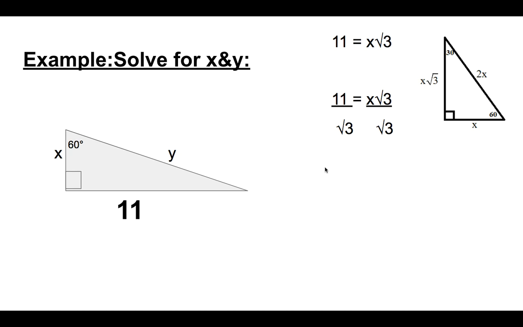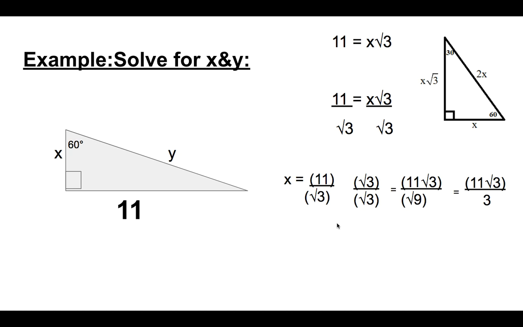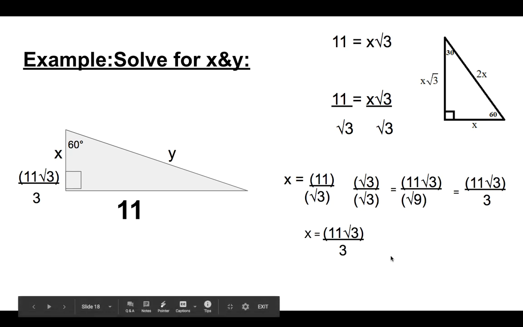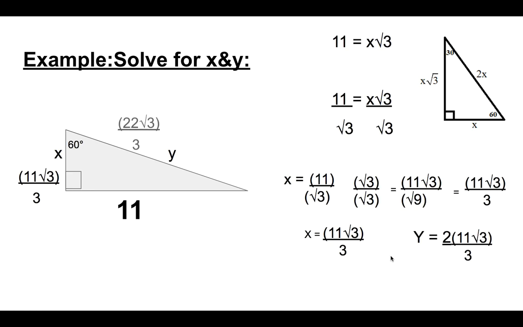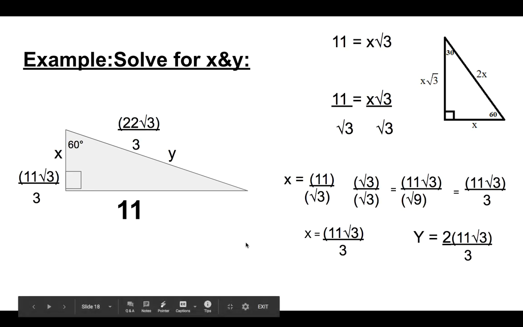Remember that we talked about yesterday, we cannot have radicals in our denominator. So I'm just going to go ahead and fix that. And once I do that fix, I end up getting that the fraction is 11 square root 3 over 3. So that's my x value. And again, the proportions to that is I could just take this value, multiply it by 2 to get my hypotenuse. So if I take that, multiply it by 2, I get 22 square root 3 over 3.